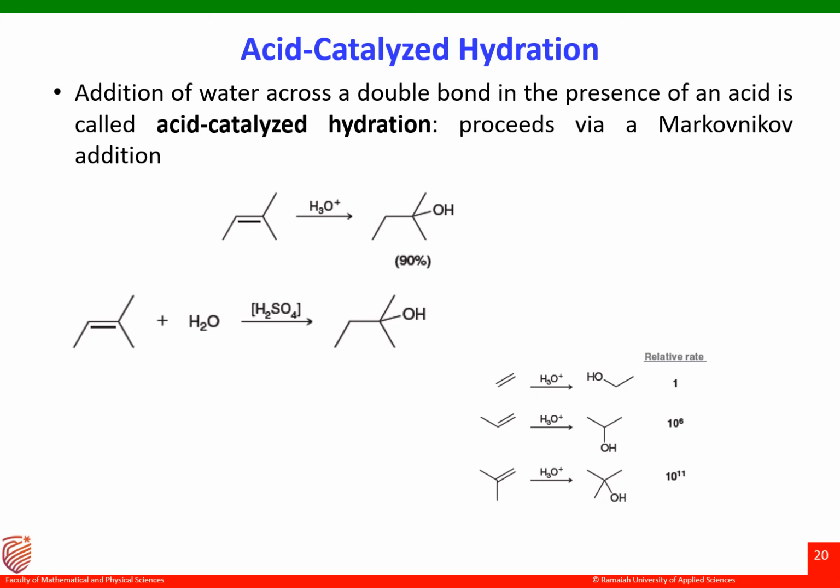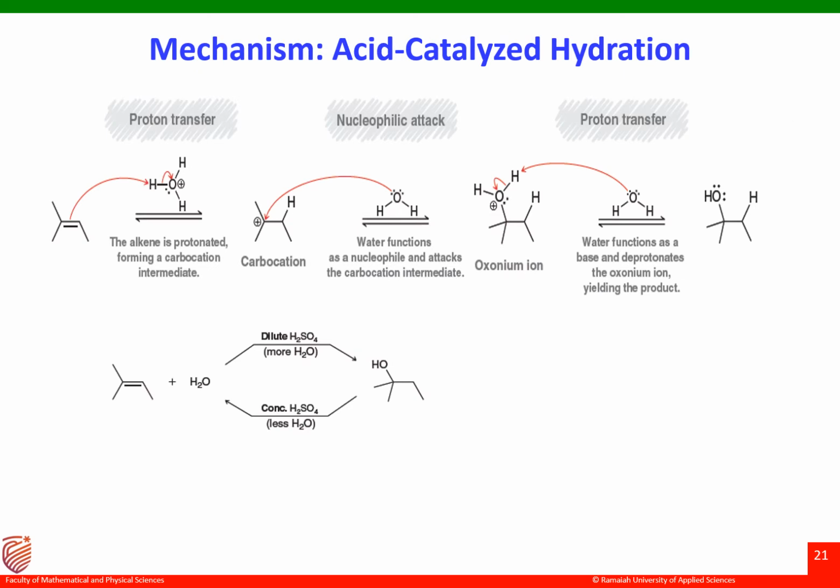These observations can be justified with a mechanism that involves a carbocation intermediate, a more stable carbocation intermediate. Let us see the mechanism. To support the increase in relative rate of the reaction, let us support it with the mechanism. Let us take an alkene. The first step is a proton transfer from the protonated water. So this is protonated, right? Therefore it is going to protonate the alkene.